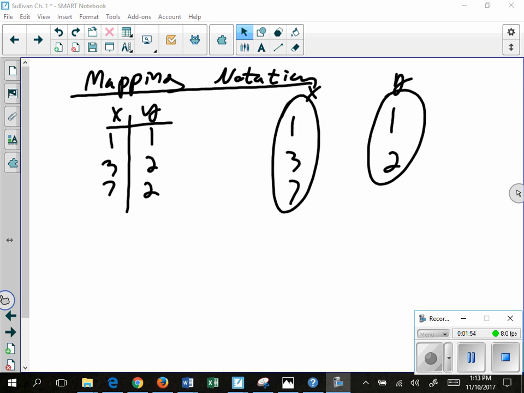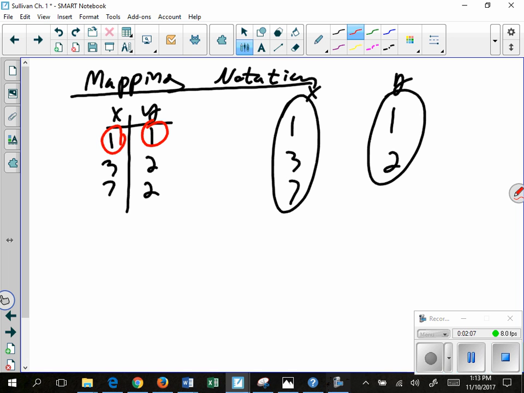Something that's going to be new to you is something called mapping notation. It's just a way to represent that input-output relationship. So if I input a 1, my output is a 1, so the 1 for the x would map onto the 1 for the y. If my input is a 3, my output's a 2, so the 3 would map onto the 2. And if my input's a 7, 7 also maps onto 2.